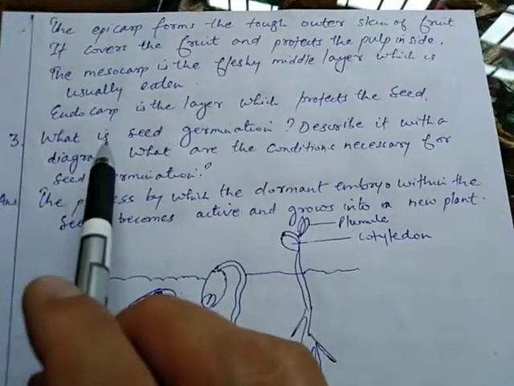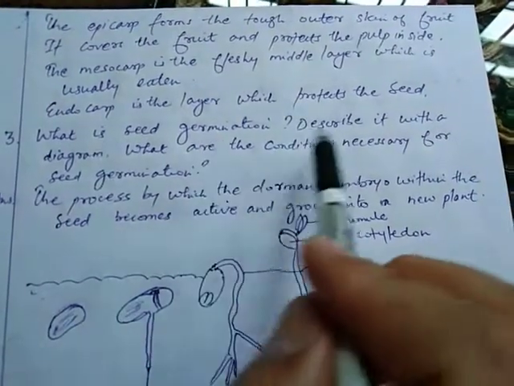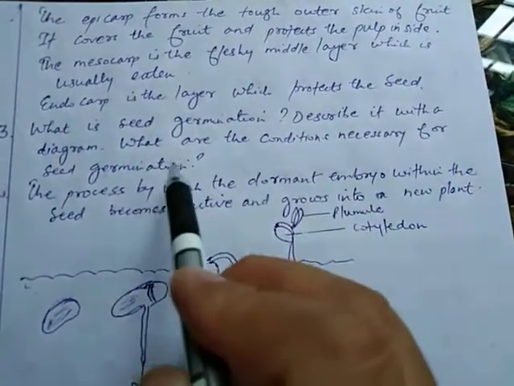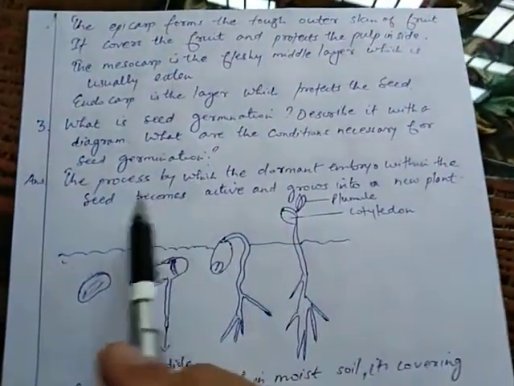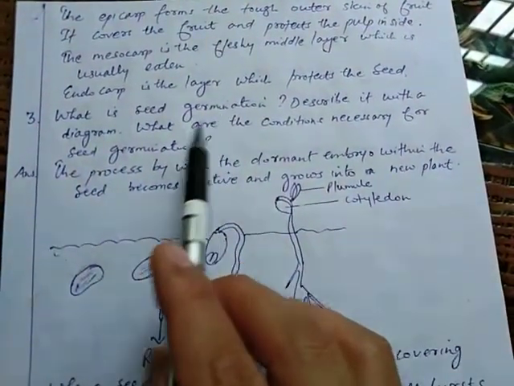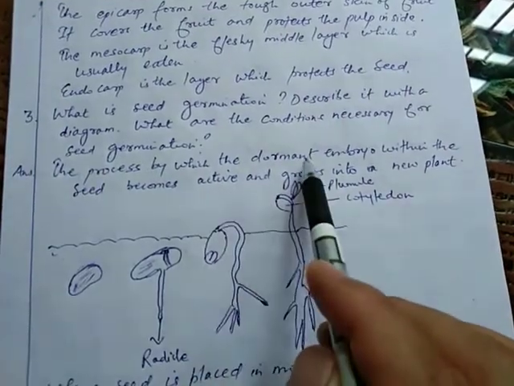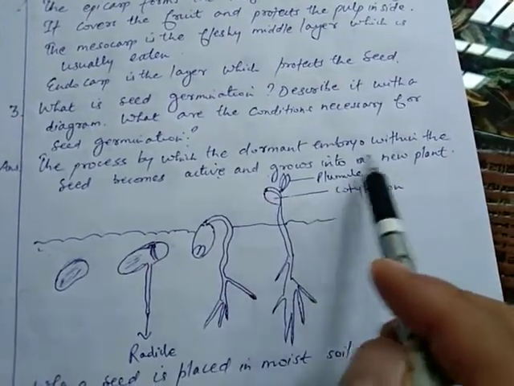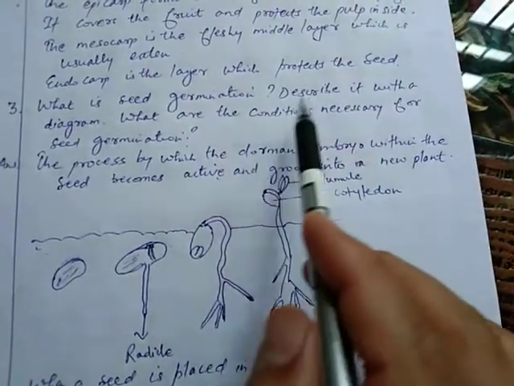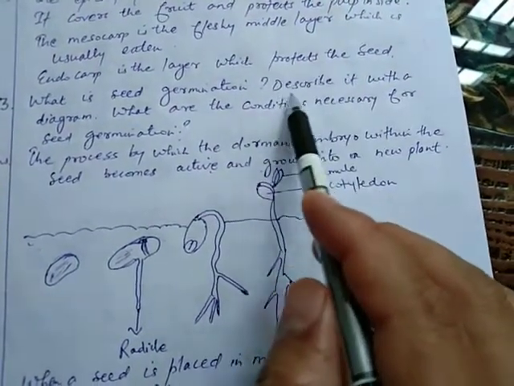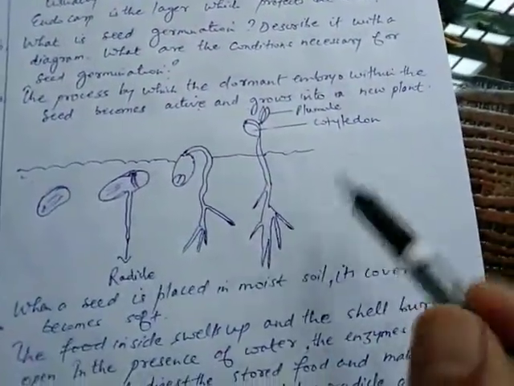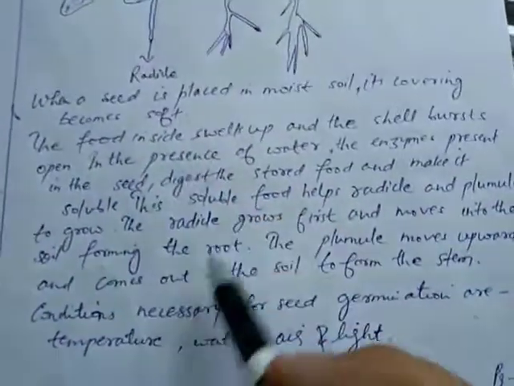Third question is: what is seed germination? Describe it with a diagram. What are the conditions necessary for seed germination? Seed germination is the process by which the dormant embryo within the seed becomes active and grows into a new plant. It is also asked here to describe it with a diagram. You have to draw this diagram and then describe it.